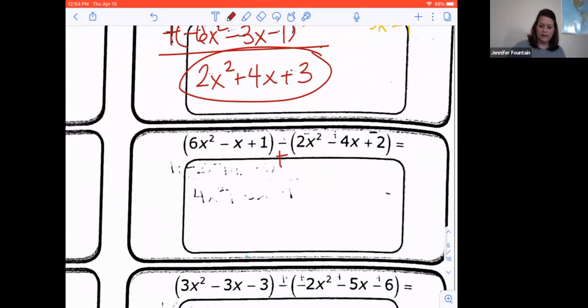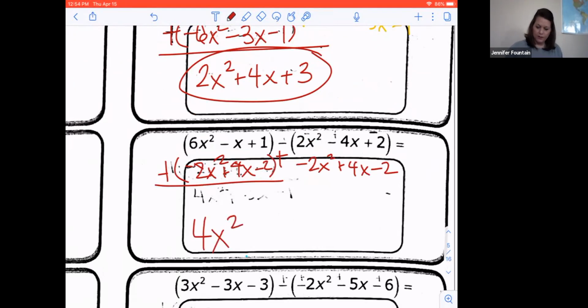On the next one again, I change to addition. That means I have negative 2x squared, positive 4x, negative 2. So plus negative 2x squared plus 4x minus 2. So I end up with 4x squared plus 3x plus 1. Nope, not plus 1, minus 1.